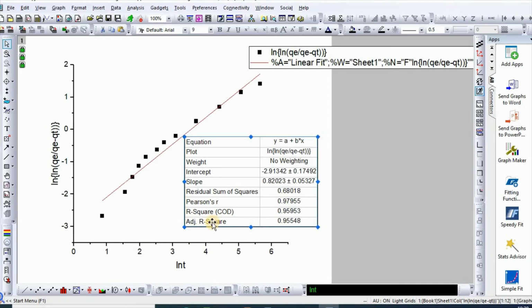Well, from the linear fit, we see that the slope is equal to 0.82. That means n is equal to this and the intercept is equal to this. So from the intercept, we can easily calculate the K value, and these are the R square values. So this is how we can easily fit the Avrami model using OriginPro.